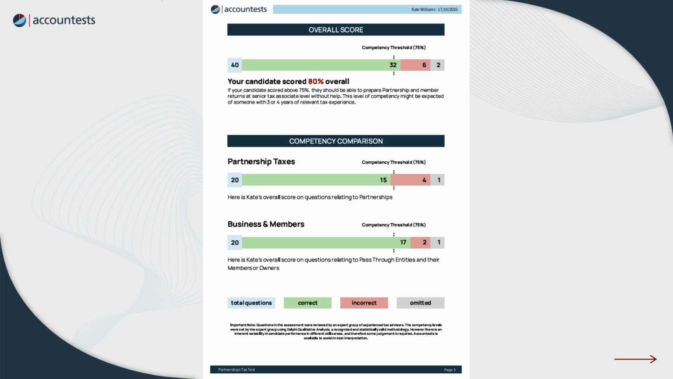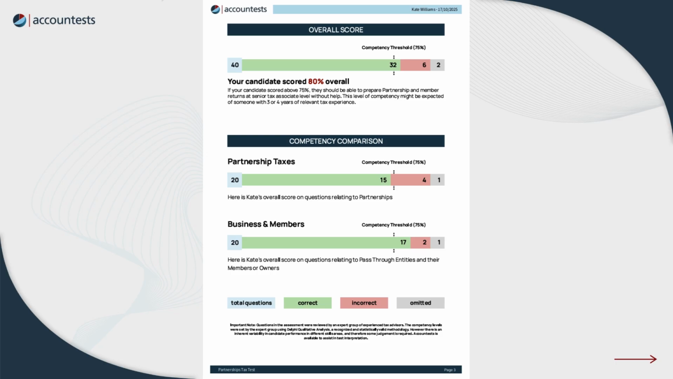The expert group then said also that in their view a candidate needed to be 75% correct in their answers to show competency at the level of a senior tax associate. So this page shows you how your candidate did and where they sit compared to that competency threshold.